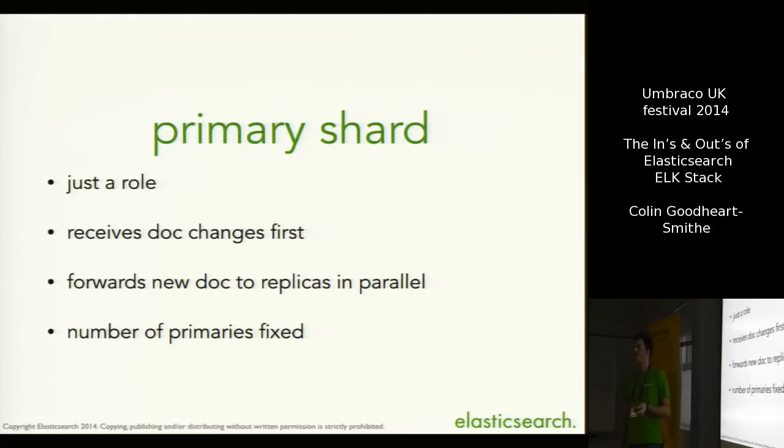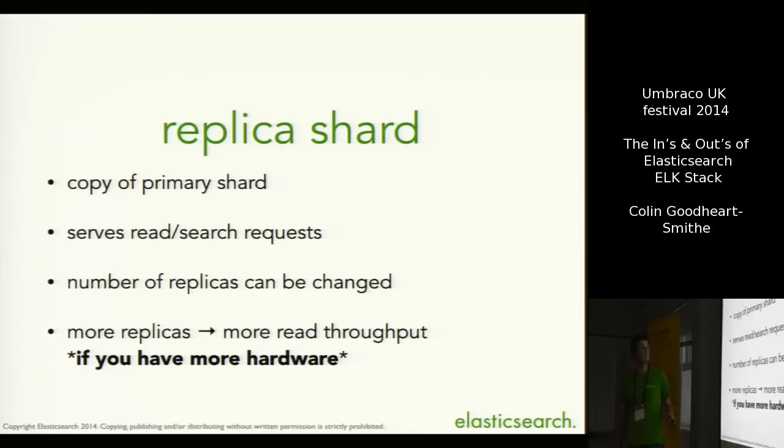The number of primaries is fixed. So when you create an index, you tell it how many shards you want that index to contain. And that can't be changed. However, telling an index to have more shards than the nodes in your cluster is perfectly fine. You can have an index with 10 shards, but only have 5 nodes. And then when you later scale up, you can make use of those extra nodes because you can then spread the shards across all of your nodes.